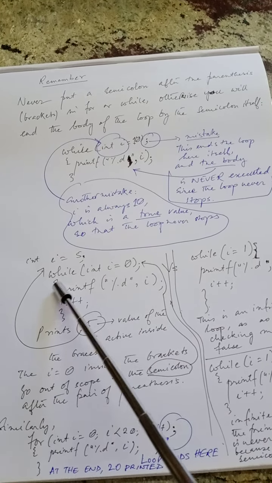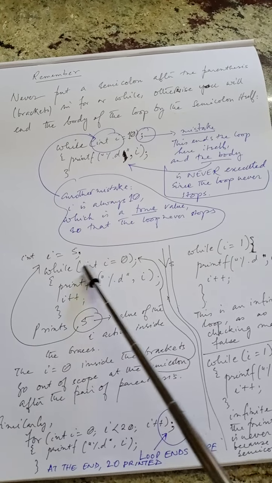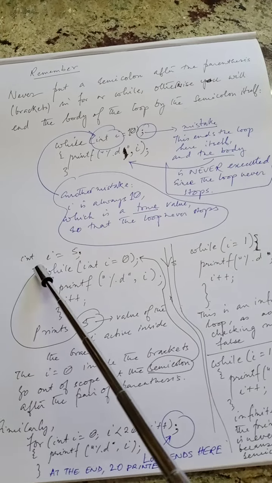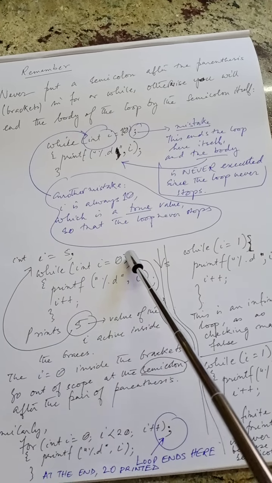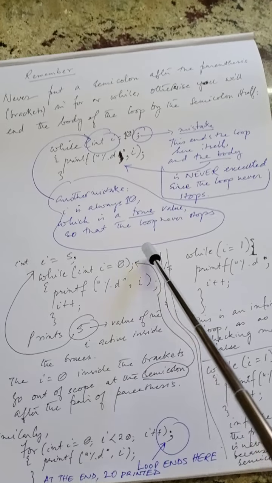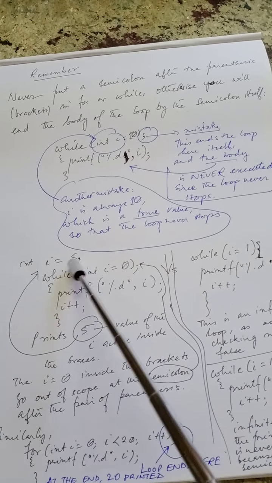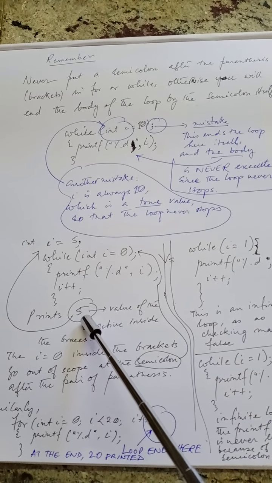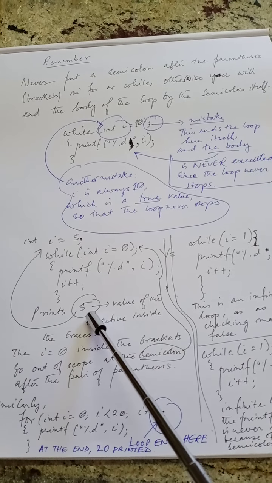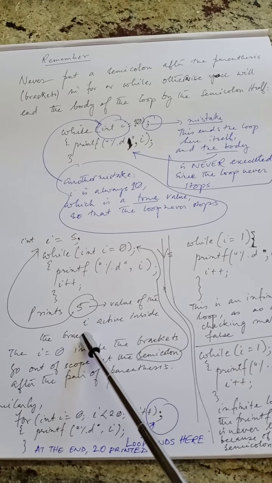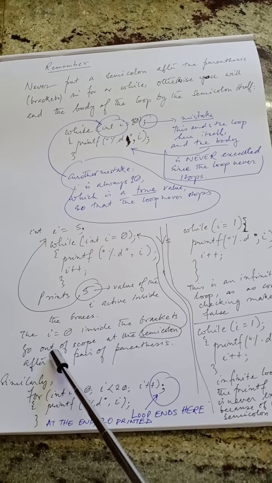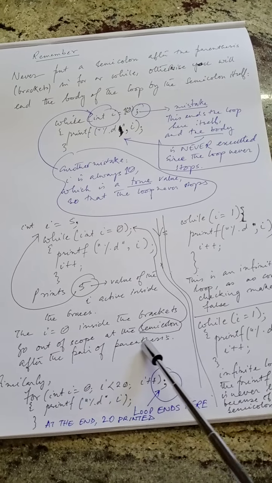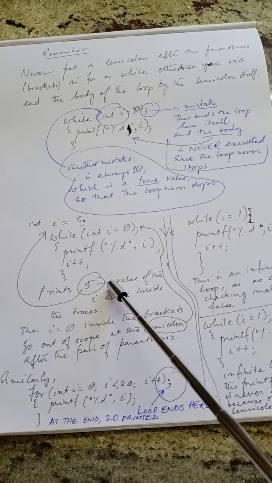And this body is now not a loop body, it is just a block of code enclosed within braces, which is completely allowable in C. So if int i equals 5, this one does not exist anymore outside the while loop, and the while loop ends here. So this i equals 5 will appear here. So it prints 5. So the i equal to 0 inside the brackets goes out of scope at the semicolon after the pair of parentheses. So it prints 5 and then stops.